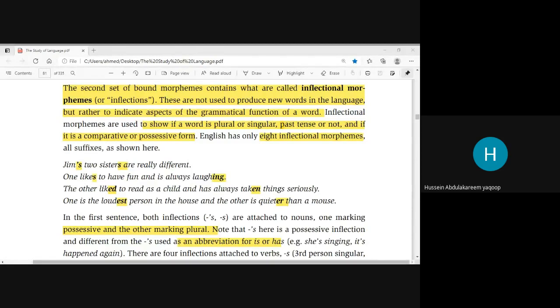Let me see your hands raised. The second one, sir. For adjective. The second one? Look: as a child, and has always taken. Is this an adjective? No, sir. So it is what?